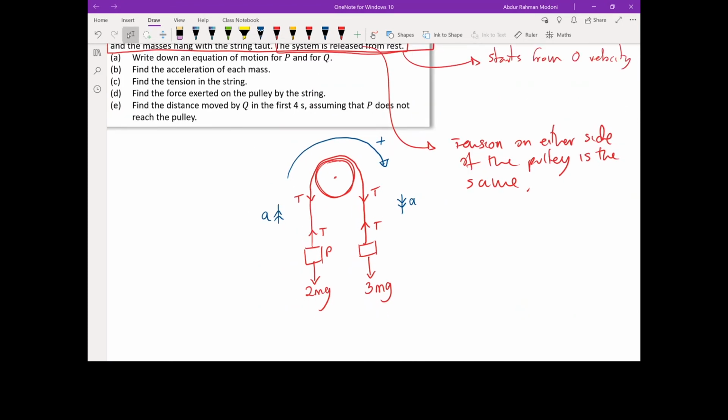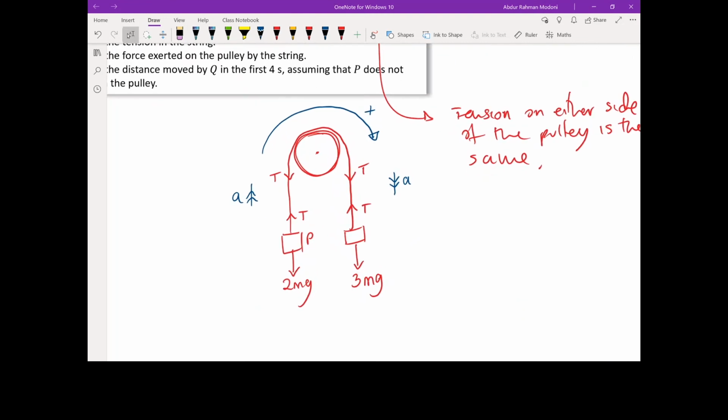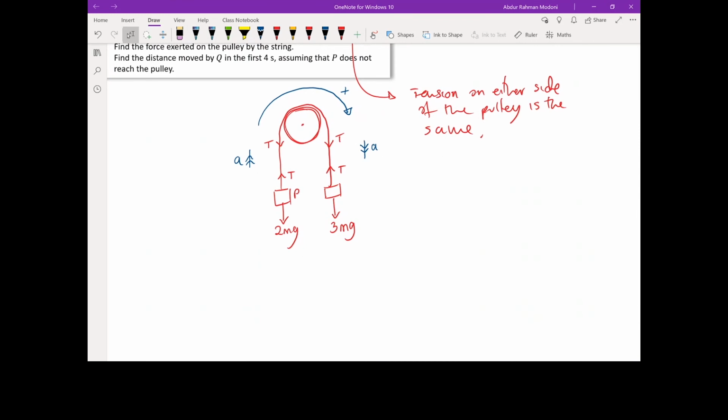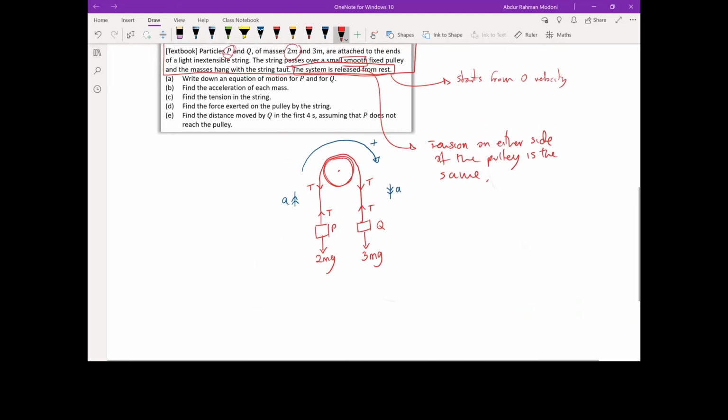So now that I've got my system with all my forces in, I'm in a situation where I can start applying F equals ma. Now the F equals ma that we've done for previous connected particles is no different to this. It's the same idea. We can look at it as F equals ma applied to particle P, or to particle Q, or to particle P and Q together. So let's go and apply F equals ma now.